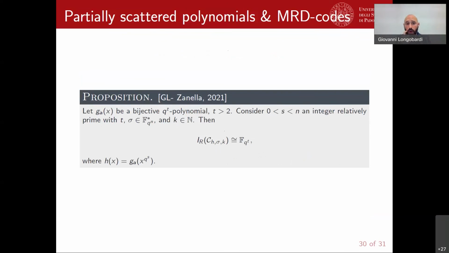So we also study this sort of R_{q^t} polynomial, and we show that if J(x) is a bijective q^t-polynomial and we take the composition of this sort, we obtain that the right idealizer of this code, the set where, when we take the product on the right with a codeword of this code, we always obtain a field, is the field F_{q^t}.